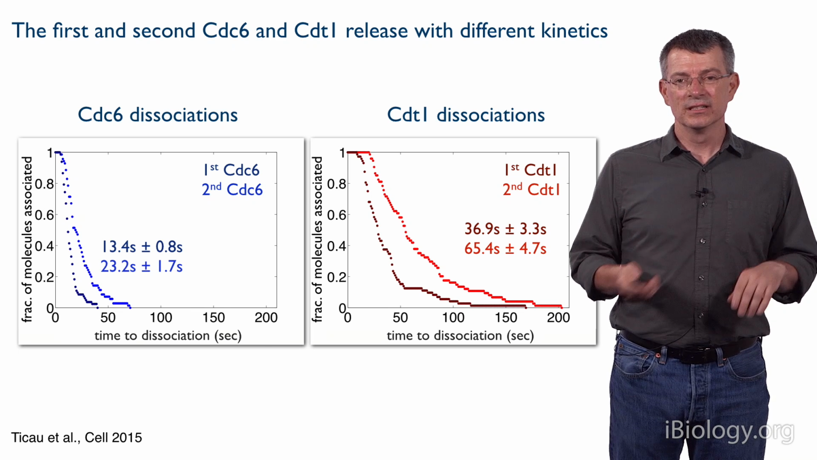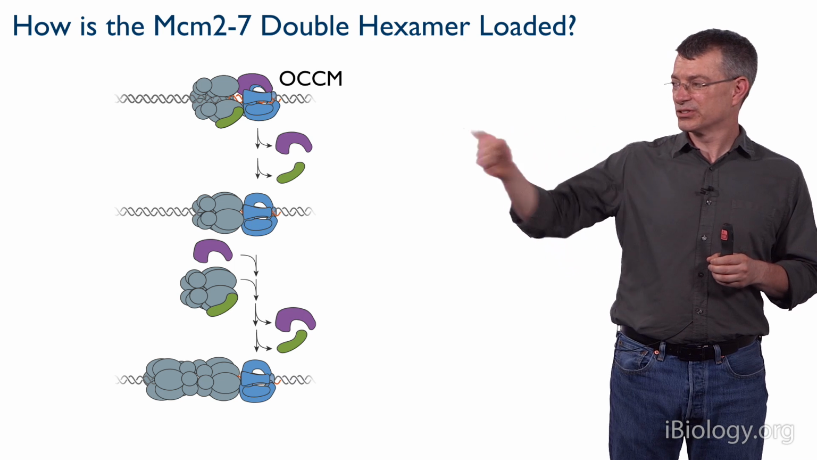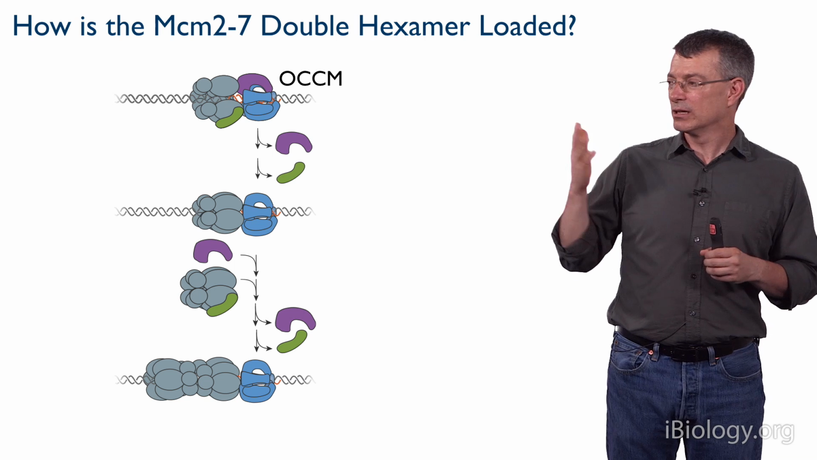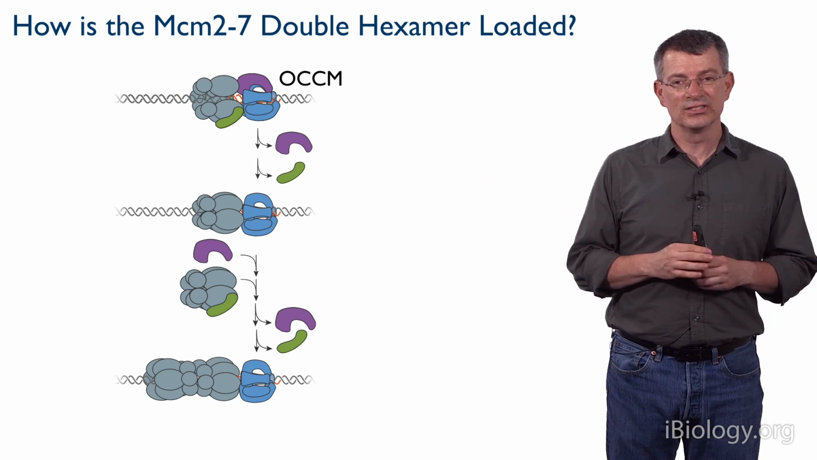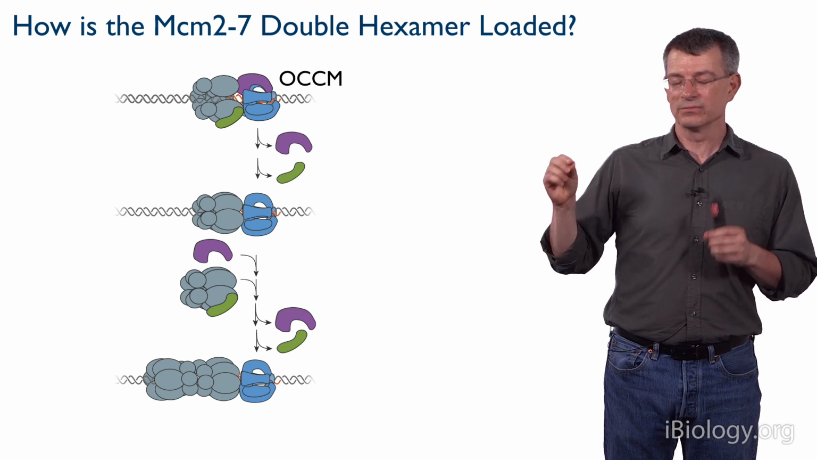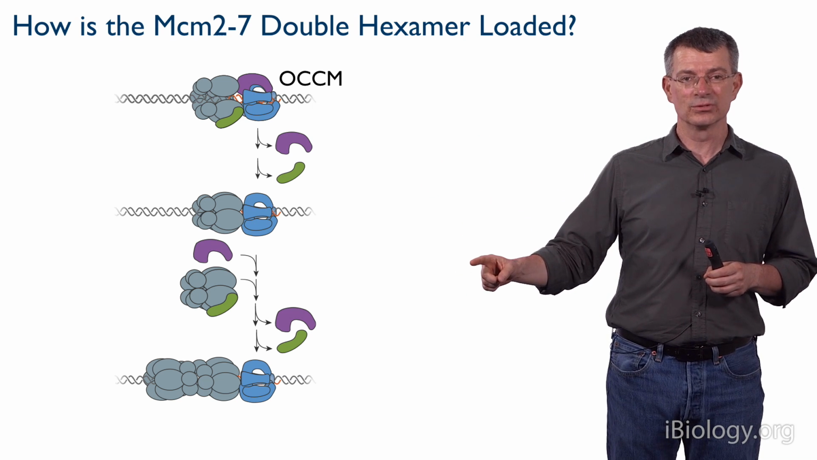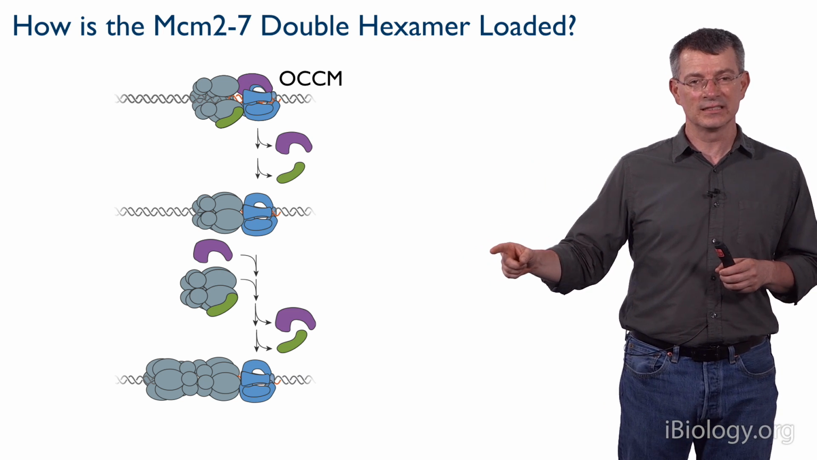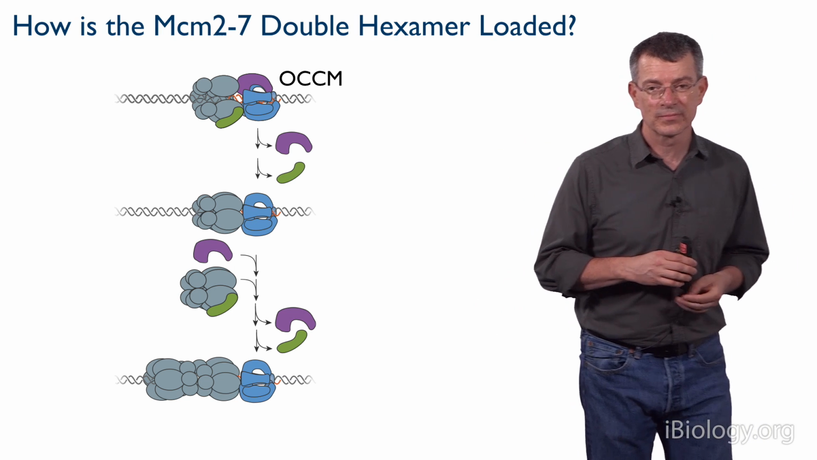Okay? So let me summarize what I've told you so far. So we know that you start with this OCCM complex, and we end with the double-hexamer, but now we know a lot of events that occur in between. We know that we have an ordered release of CDC6 and then CDT1 from the DNA, and then we have an ordered assembly of a second CDC6, a second MCM 2 through 7 CDT1 complex, followed by another round of CDC6 and then CDT1 release, albeit a little slower.